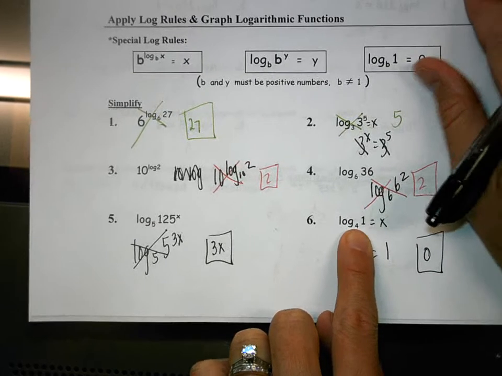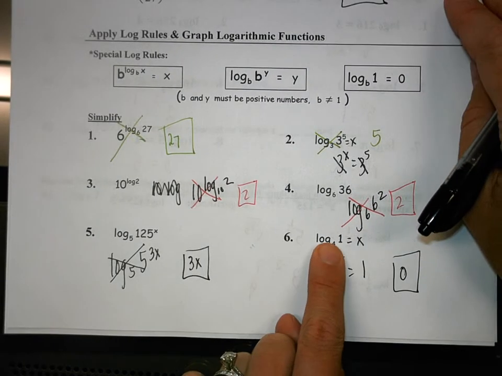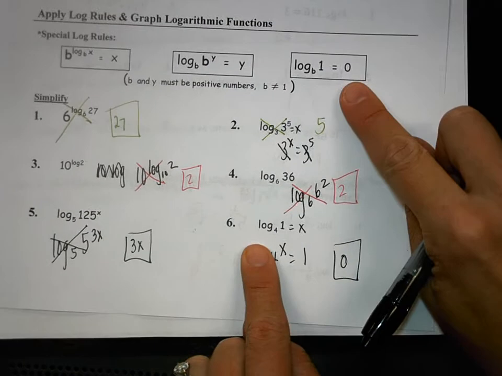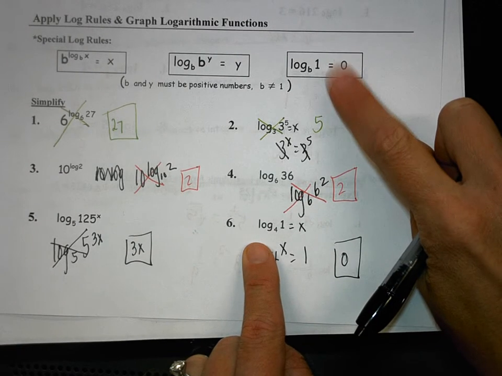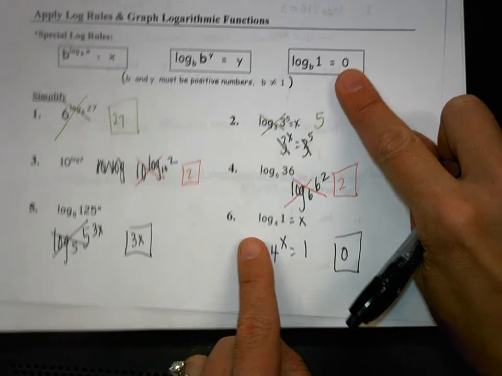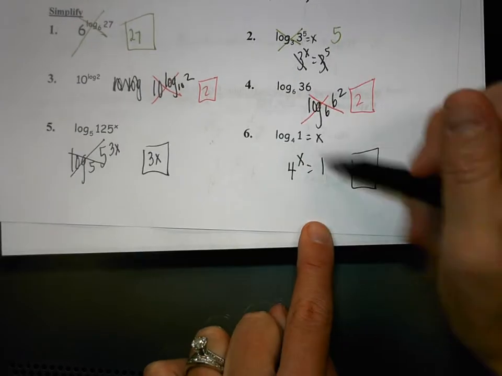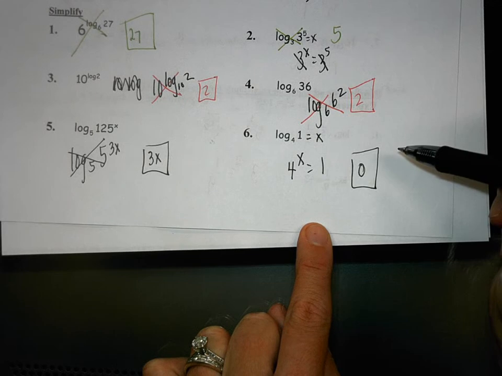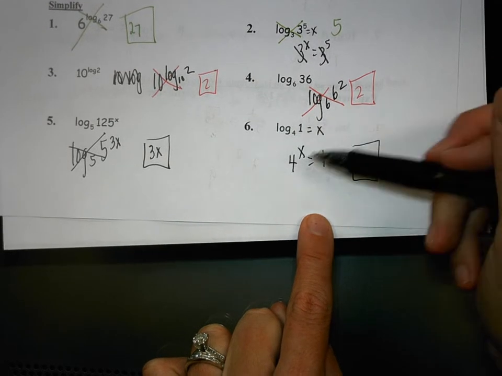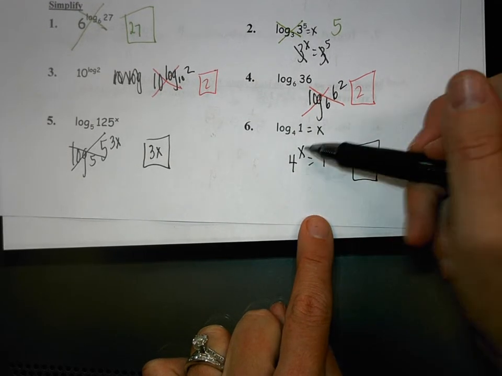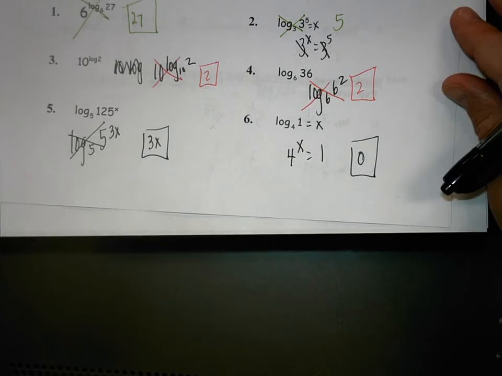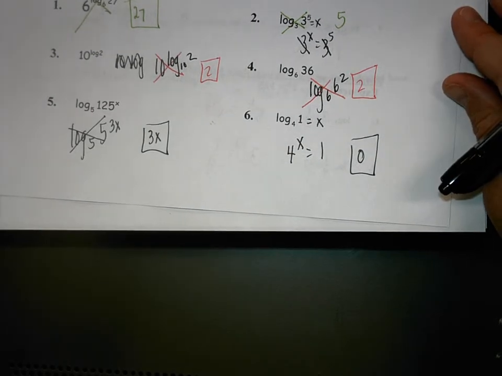So basically, anytime you have 1 in this spot, it doesn't matter what your base value is, the answer is 0. And this goes back to one of your special logs. But you don't have to remember that because you could always solve it this way. So you have to remember, though, that any number to the 0 power equals 1. Any questions? Okay, moving on.